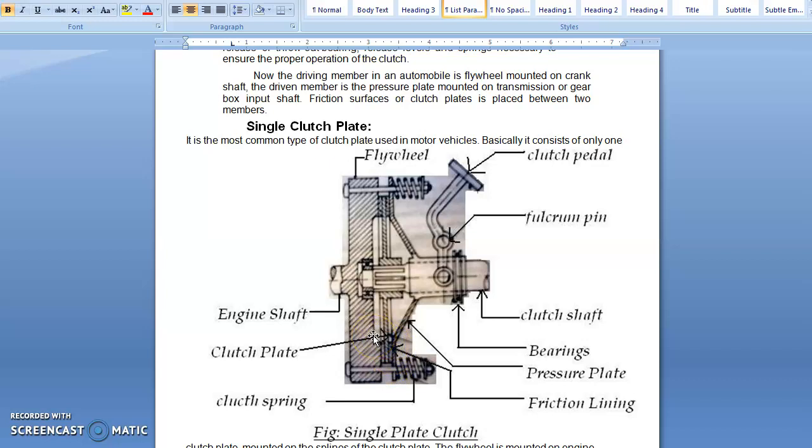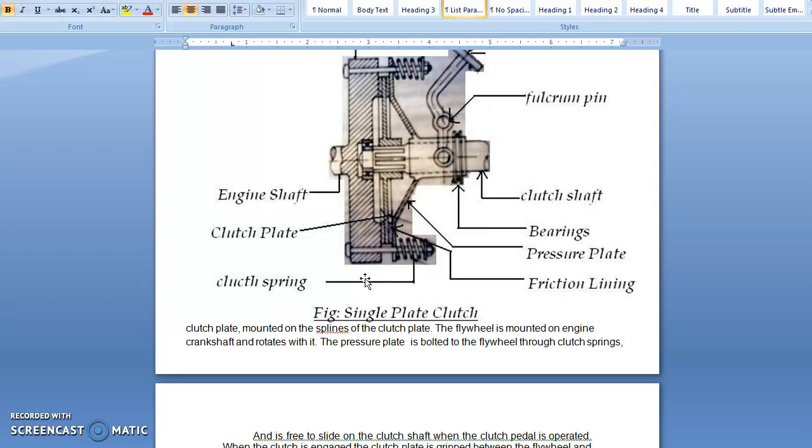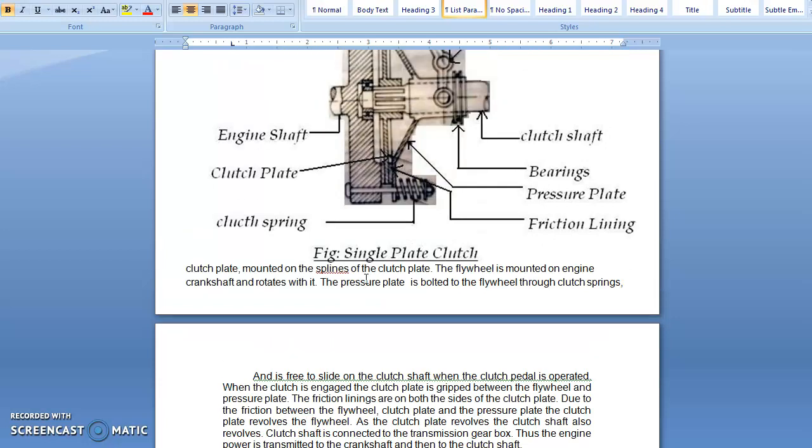The single plate clutch is the most common type of clutch used in motor vehicles. Basically, it consists of one clutch plate mounted on the splines of the clutch shaft. The flywheel is mounted on the engine crankshaft and rotates with it. The pressure plate is bolted to the flywheel through the clutch spring and is free to slide on the clutch shaft.